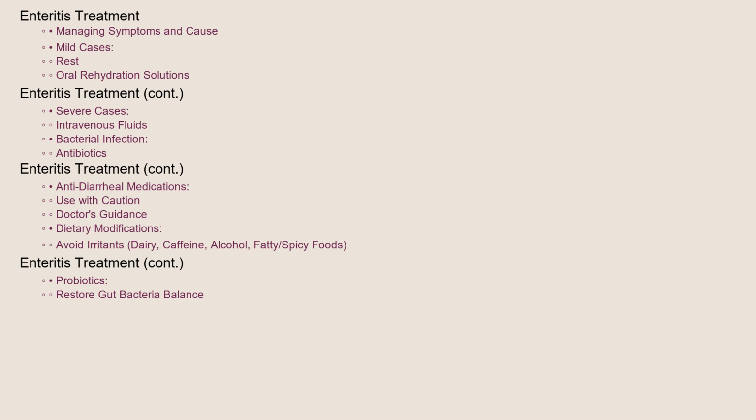The treatment for enteritis focuses on managing symptoms and addressing the underlying cause. For mild cases, rest and adequate hydration with oral rehydration solutions are often sufficient. In more severe cases, intravenous fluids may be needed to correct dehydration. If a bacterial infection is identified, antibiotics may be prescribed. Anti-diarrheal medications can help reduce the frequency of bowel movements, but should be used with caution and under the guidance of a doctor. It's crucial to avoid certain foods that can irritate the gut, such as dairy products, caffeine, alcohol, and fatty or spicy foods. Probiotics might also be recommended to help restore the balance of gut bacteria.